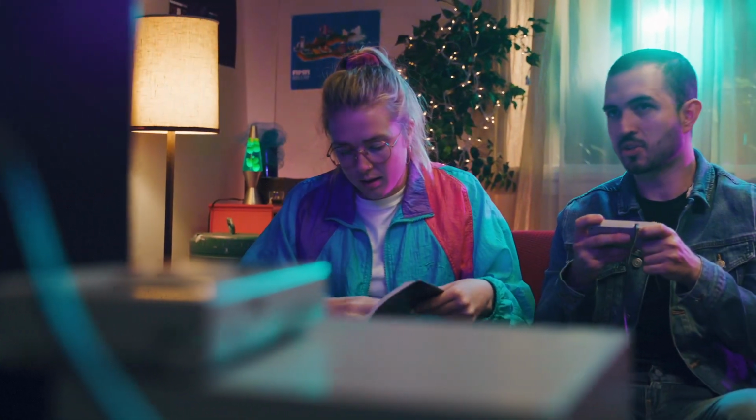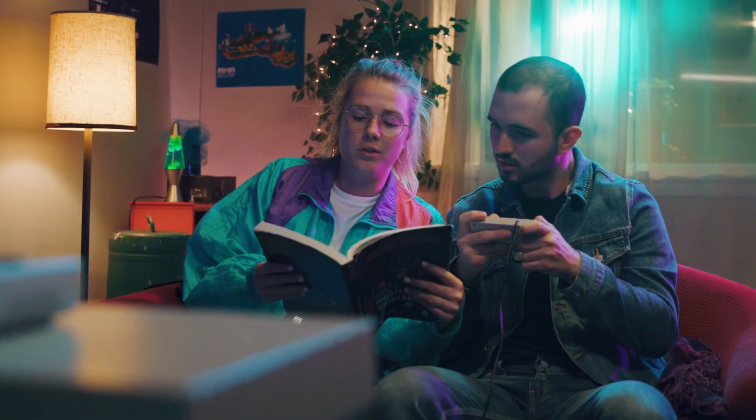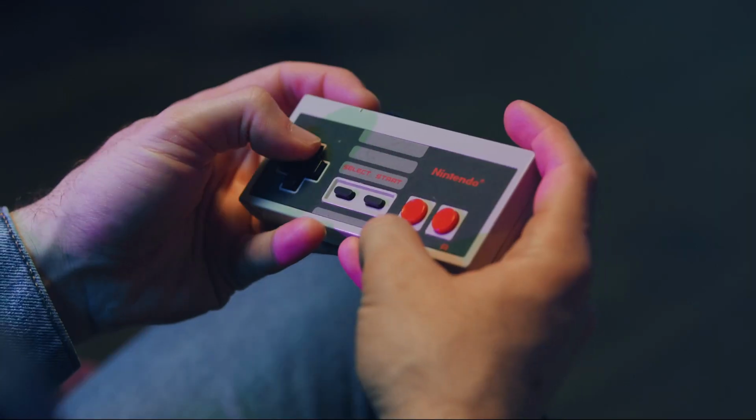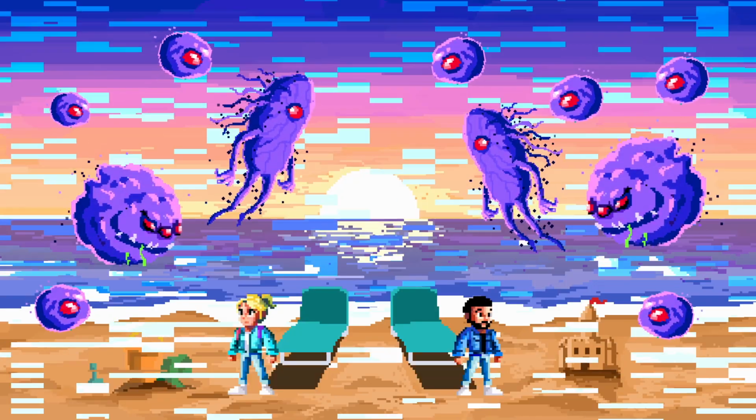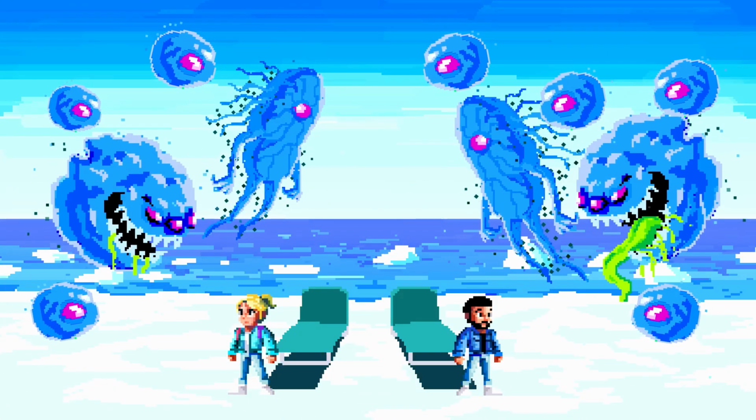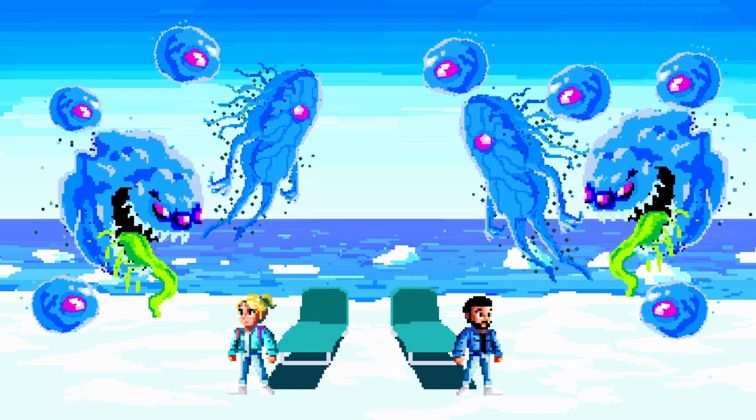Oh no, the bacteria are surrounding us. Olivia, what do we do? Don't worry, I just found a cheat code that should help us out. Look, they're getting stronger. I think they're adapting. Quick, let's change our environment and get out of here.